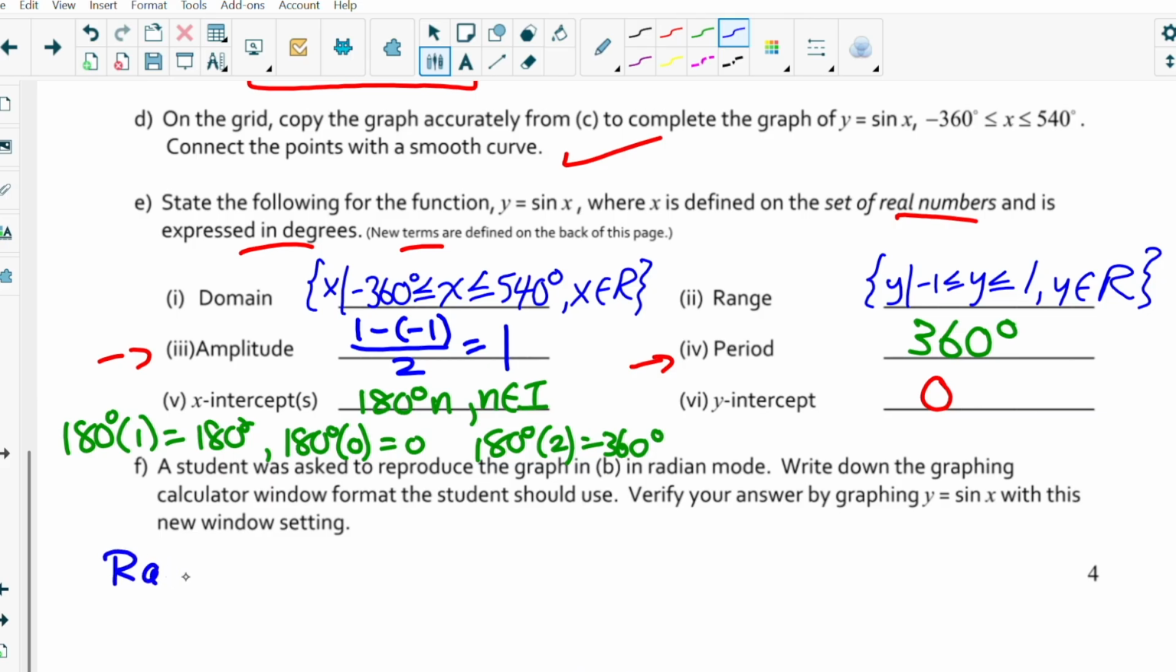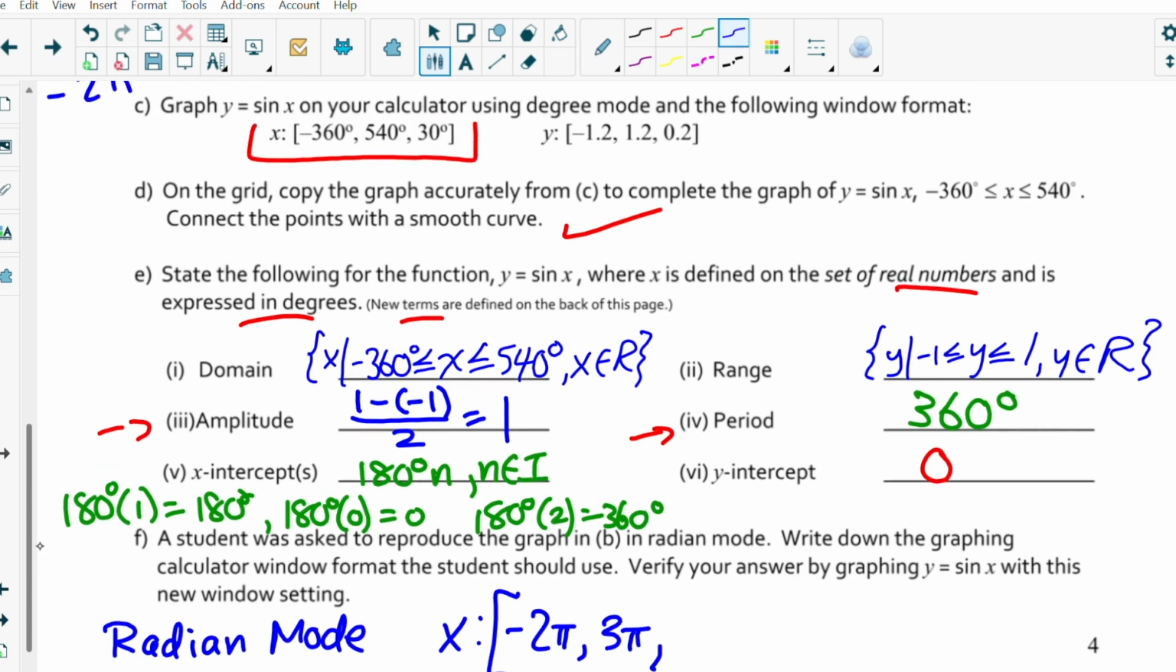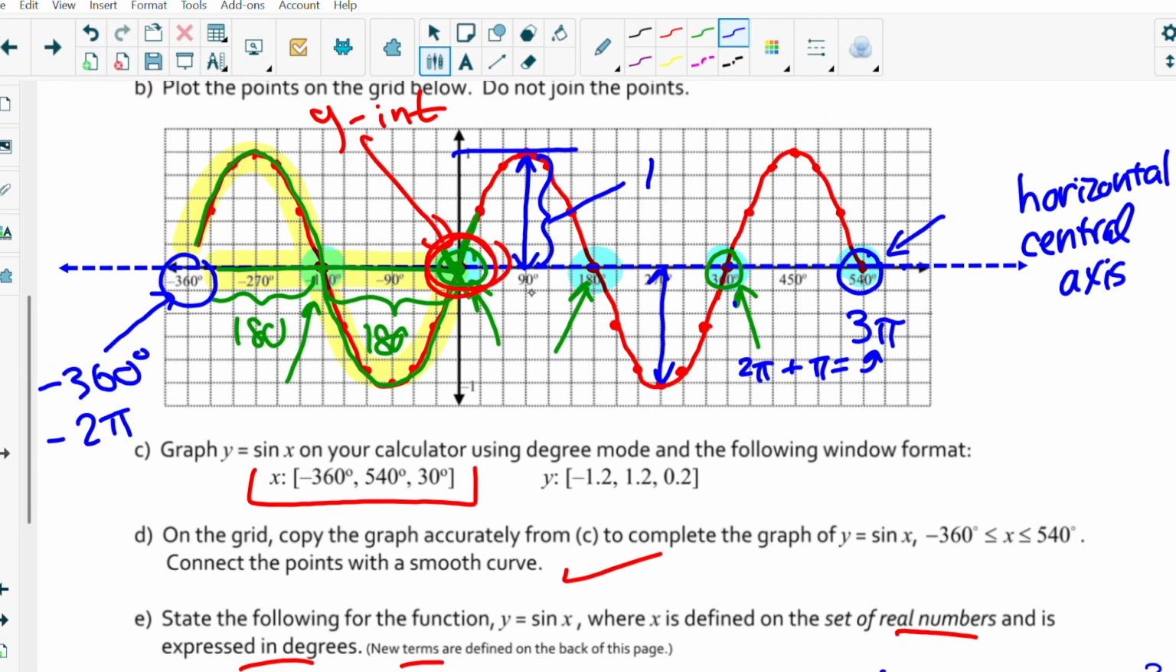First of all, you need to be in radian mode. Your graphing calculator needs to be in radian mode. And then you go to your window settings and input this window setting for the x's. So the domain, negative 2 pi, that's the x minimum, x maximum, 3 pi. And then every unit is 30 degrees.